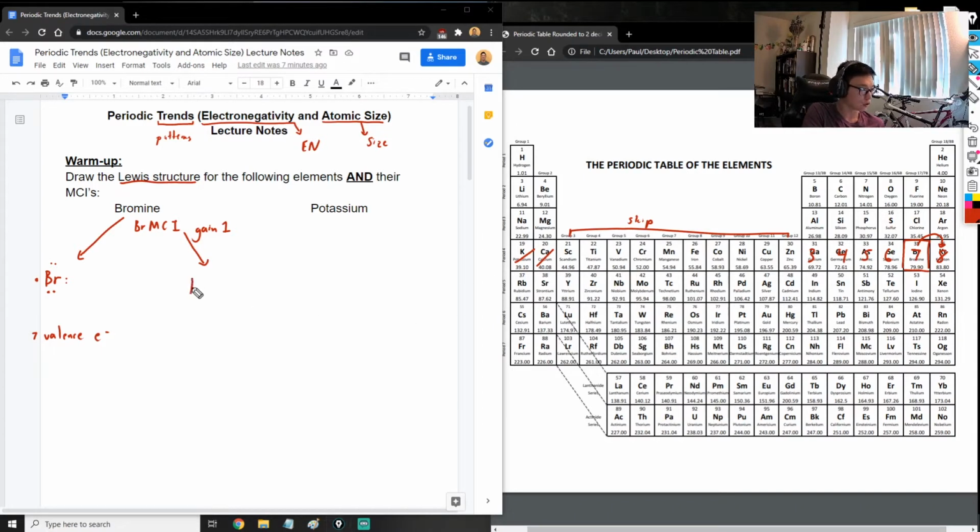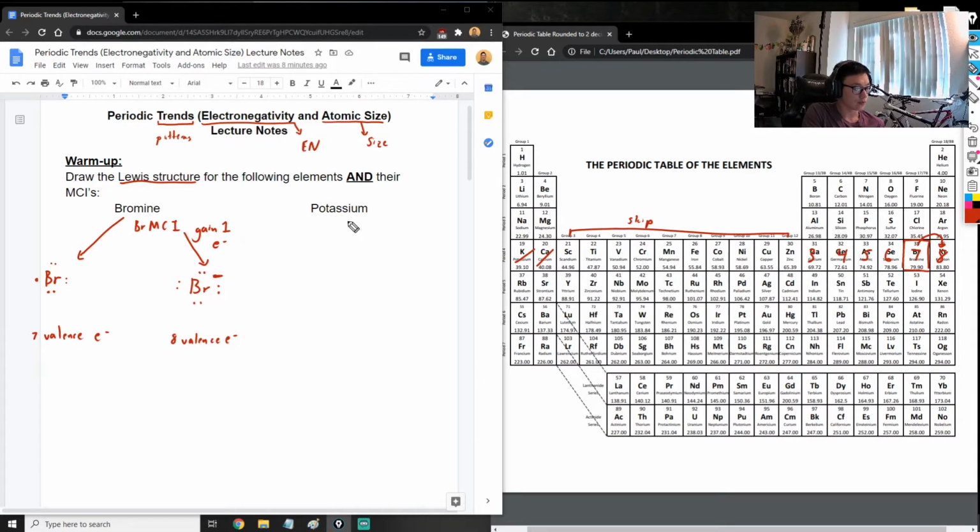So if bromine gains 1 electron, I'm gaining something negative, so it becomes more negative by 1. So the MCI is going to be Br minus. And we said that there's 7 valence electrons here. So if I gain 1, I'm just going to have to put 8. The difference between Br and Br minus is that 1 valence electron in the outside shell.